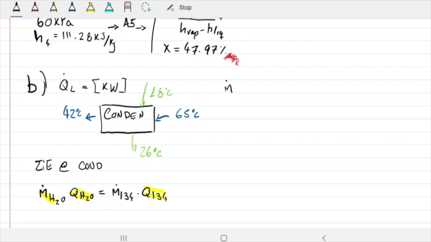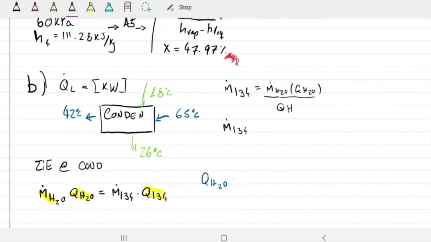So the mass flow rate of the refrigerant, 134a, has to be equal to the mass flow rate of water times Q of water, divided by Q of 134a. Now, the Q of 134a in this case is precisely the QH. So I could rewrite that as QH if I wanted to, just to have fewer unknowns in this question. That's precisely the amount of energy that's being released. So let's write down what we know about these. Oh, and before we do that, let's just do what's the Q of water.